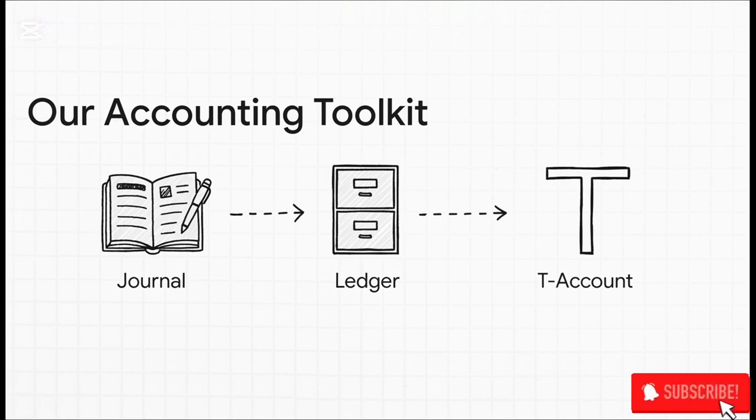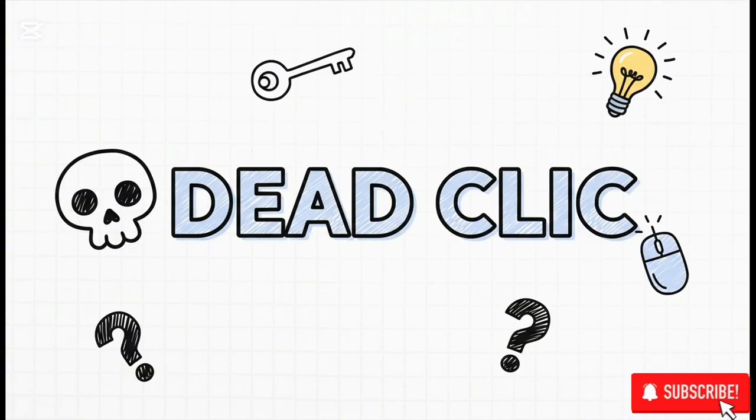And our secret weapon? The T account. It's literally just a T shape that lets us see the two sides of an account, which makes tracking the flow of money incredibly easy. Okay, and now for the main event, the one rule that controls everything. And yeah, it's got a pretty strange name, but I guarantee you will never forget it. DEAD CLIC. This one little phrase is the key that unlocks the entire system of double entry bookkeeping. You master this, and you've basically mastered the fundamentals of accounting.